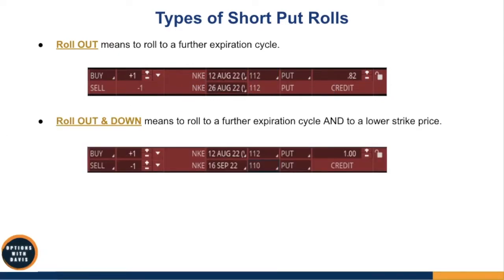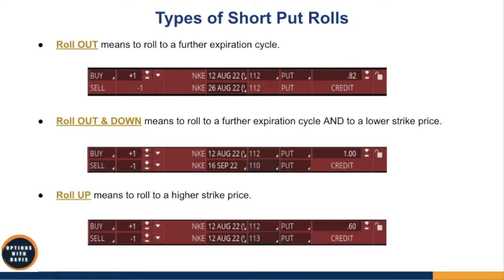The next type of roll is rolling out and down. And that's a combination of two rolls. So basically, you're just rolling to a further expiration date, and then you're rolling down to a lower strike price. And for this, you should be able to get a credit, because whenever you're rolling out, you get more extrinsic value, and you can use this extrinsic value to offset the lowering of your strike price. So this is the most common roll that most people would do, because it just lowers your strike price and increases the chance of you profiting on this trade, right? So when you lower the strike price, there's a lesser chance for you to get assigned as well.